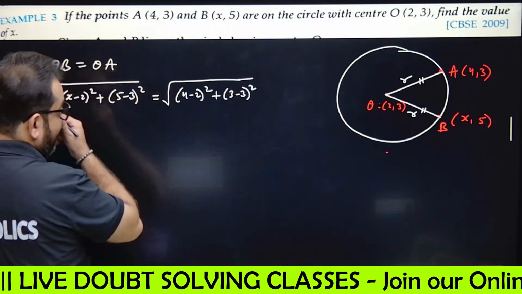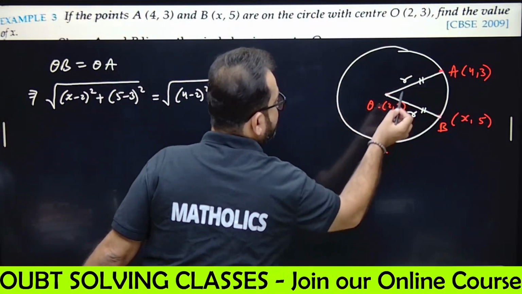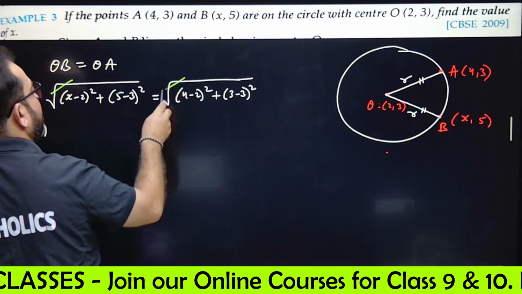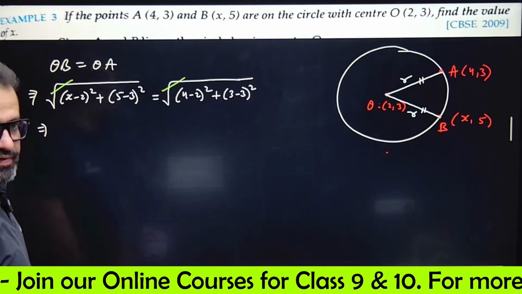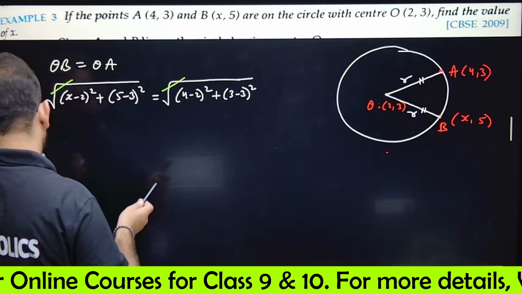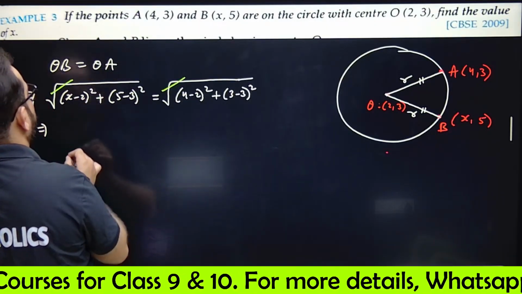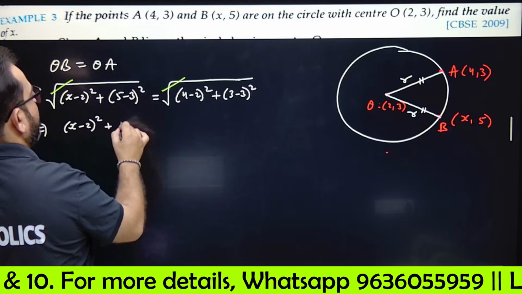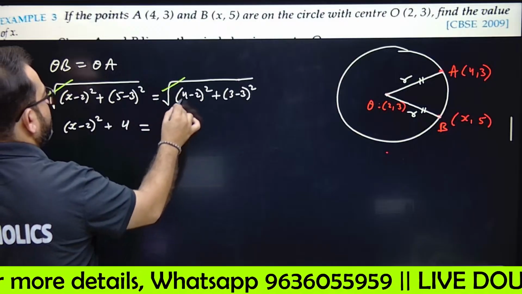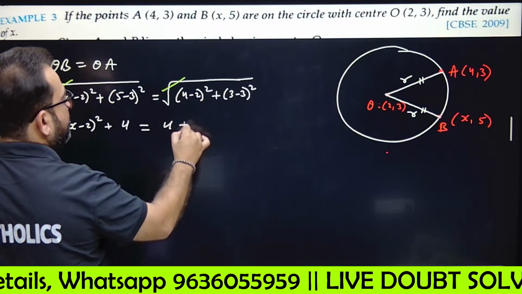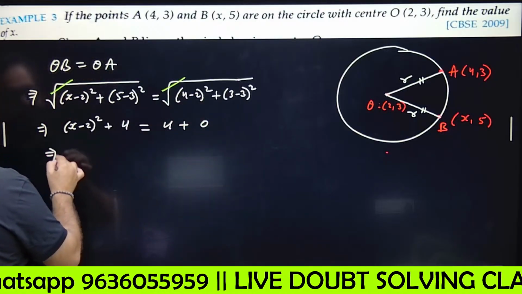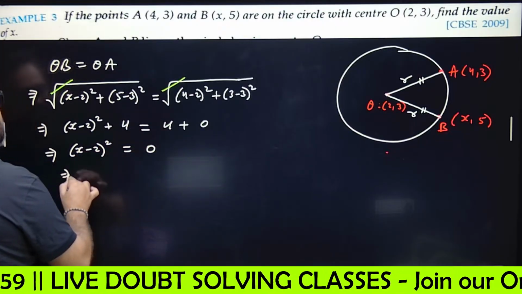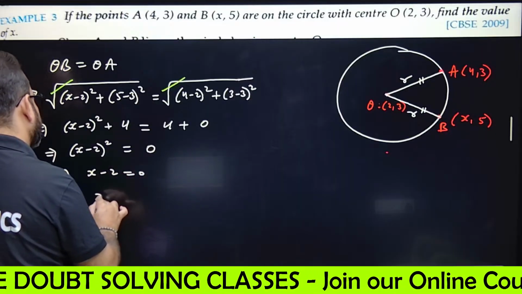Okay, so let's start. How did we do this? 4 minus 2, and this is 3 minus 3. Now, if you square both sides, the square roots will cancel. We'll get (x minus 2) whole square plus (5 minus 3), which is 2 squared, that is 4, equals (4 minus 2) whole square, 2 squared is 4, plus 0. So (x minus 2) whole square equals 4 minus 4, that is 0. So x minus 2 equals 0, so x equals 2.